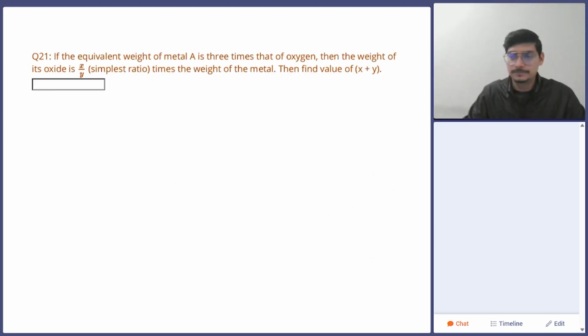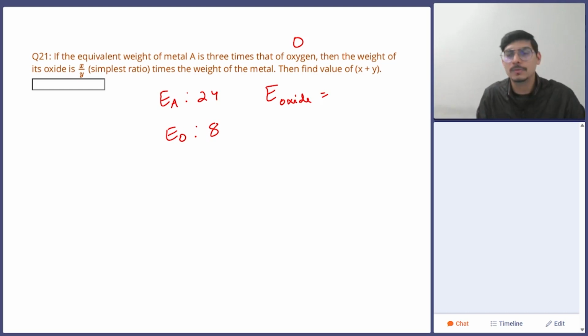Coming to the next question, a very easy one. If the equivalent weight of a metal A is 3 times that of oxygen, now the equivalent weight of oxygen is 8, so the equivalent weight of the metal is 24. Now when you say equivalent weight of the oxide, please remember, as per the law of chemical equivalence, for any compound, the equivalent weight is simply the sum of the equivalent weights of the cation and anion. So the equivalent weight of the metal oxide would be the equivalent weight of the metal, which is 24, plus the equivalent weight of oxygen, which is 8. That makes a total of 32.